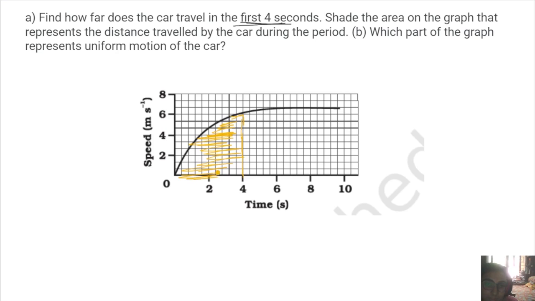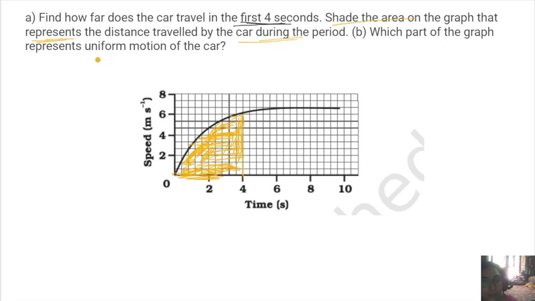We have to just shade the area on the graph that represents the distance traveled by the car during this period. We don't have to find it out because it's a curved line, so the area of this will be difficult to find. So we know that for the first 4 seconds, this is the area.